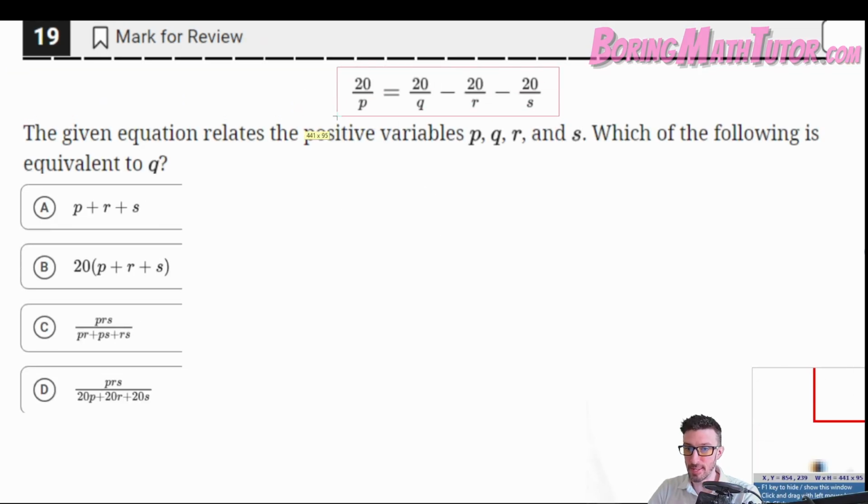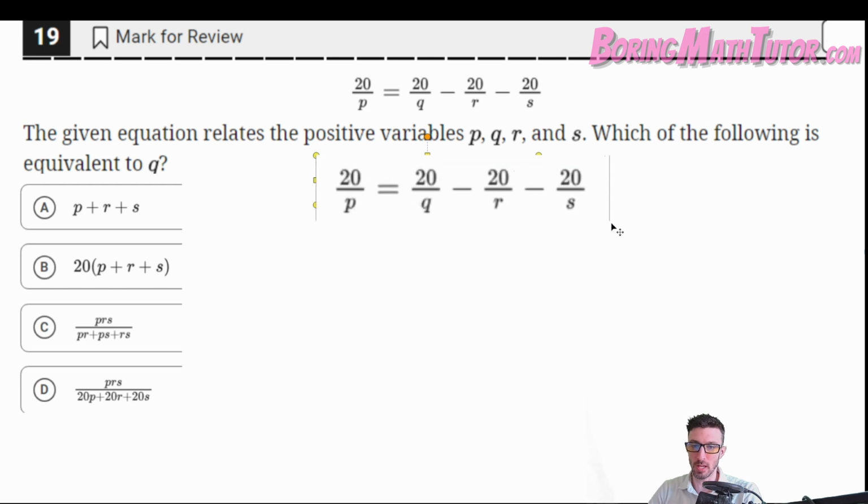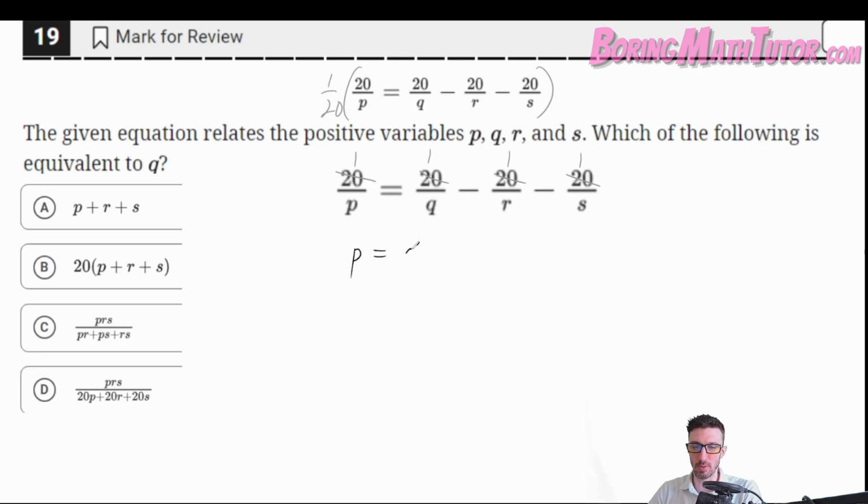This one is definitely the funnest problem on the entire exam. The first thing that I would do is multiply the entire thing by 1 over 20. Because if you do that, all of these 20s are just going to turn into a bunch of 1s. And then you might be thinking, well then I'll just flip everything, and then P will equal Q minus R minus S, and then when I'm trying to solve for Q, I'll just do P plus R plus S equals Q, and you would be completely and utterly wrong.